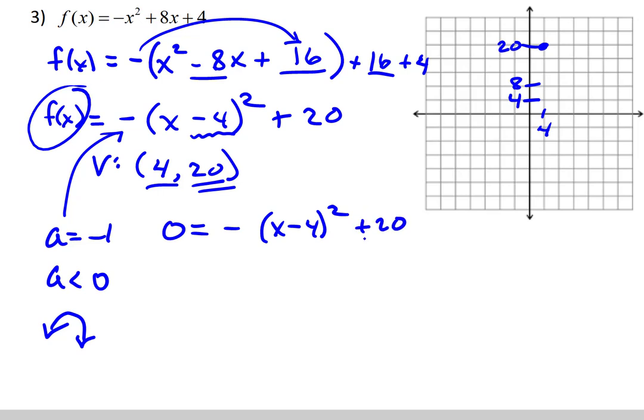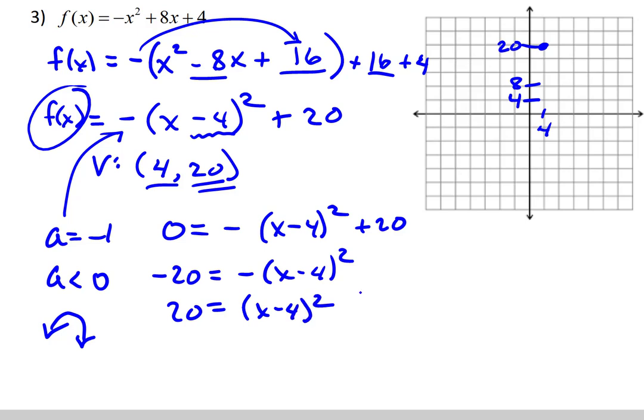We can solve this by subtracting 20 from both sides. That would give us negative 20 equals negative (x minus 4) all squared. And then we can cancel these negatives simply by dividing by negative 1 on both sides. That would give us 20 equals (x minus 4) squared. Now we'll do our square root property and take the square root of both sides. Okay, so let's not forget our plus or minus.